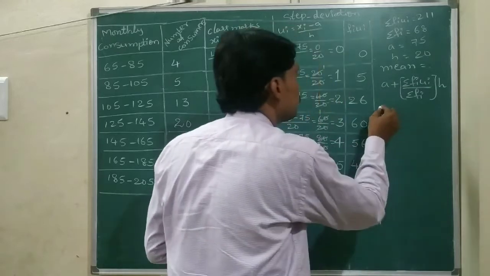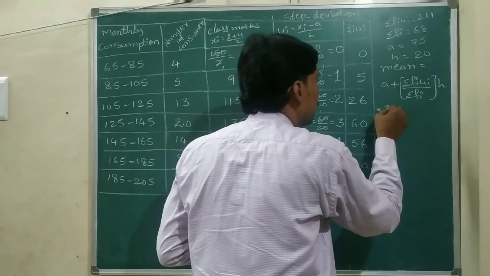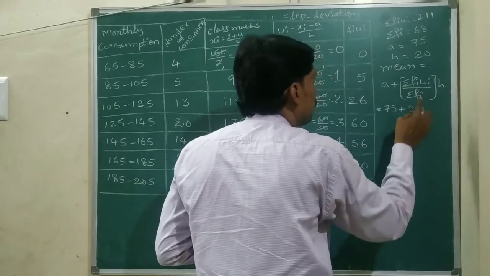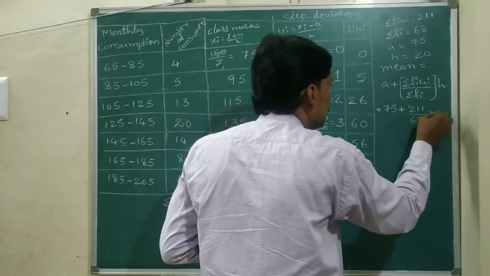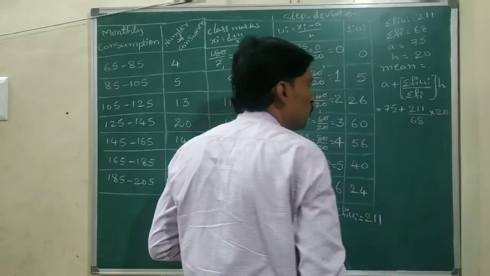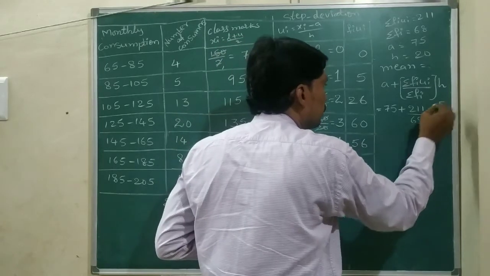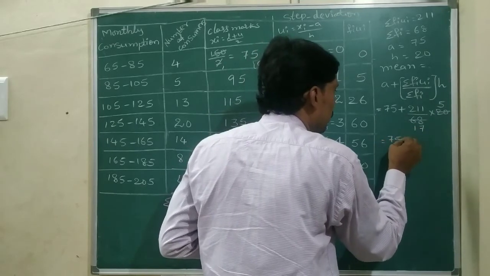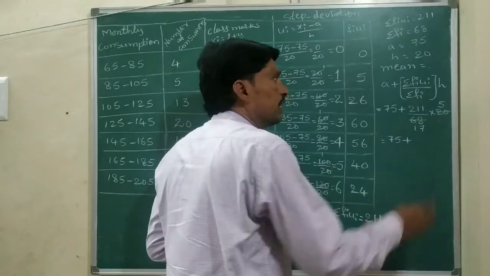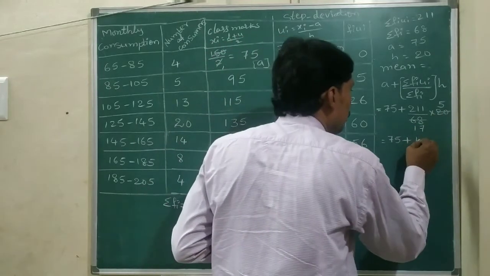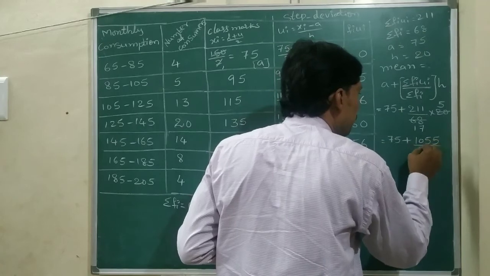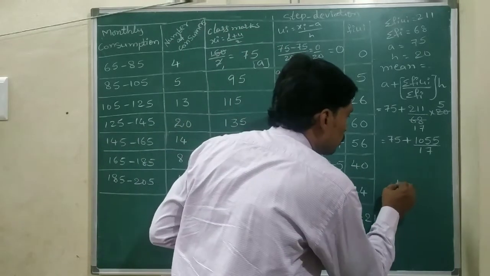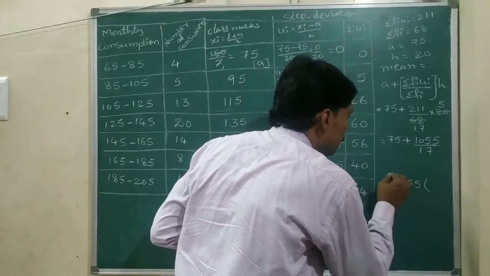So the mean equals A value 75 plus sigma Fi Ui, 211, by sigma Fi, 68, into H value 20. Cancelling by 4: 4 fives are 20, 4 seventeens are 68. So 75 plus 211 into 5. 211 into 5 is 1055 by 17. Now we need to find the value of 1055 by 17, so we divide 1055 by 17.